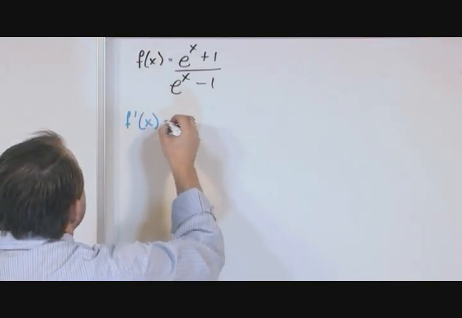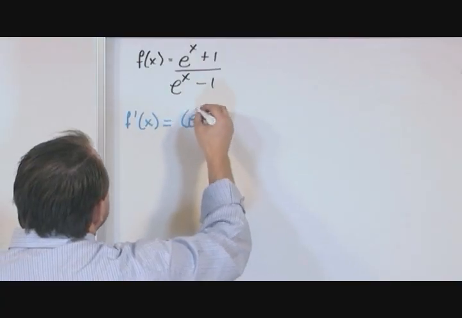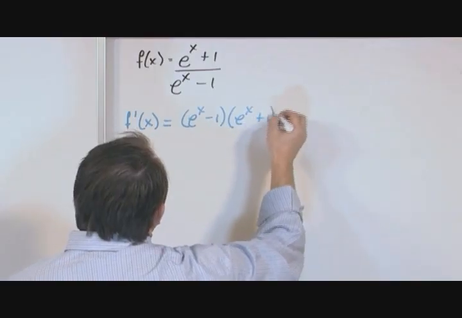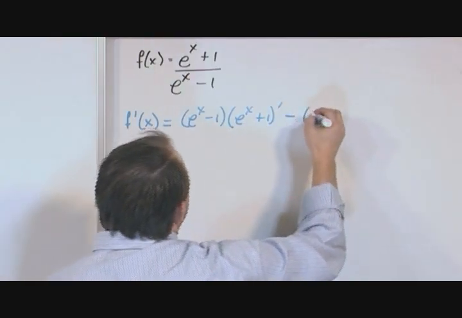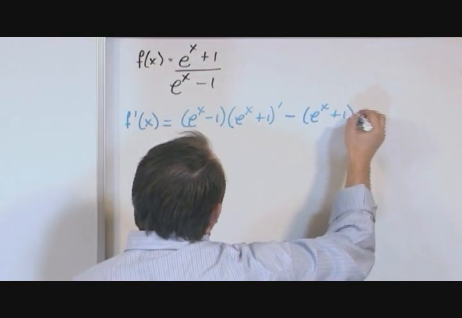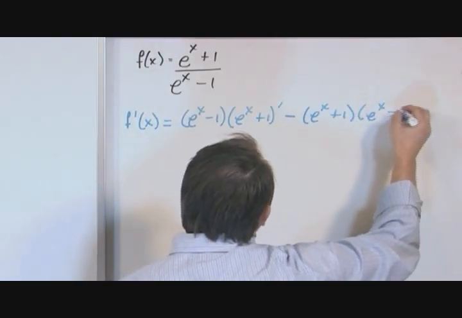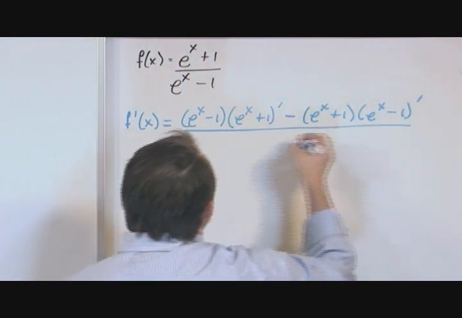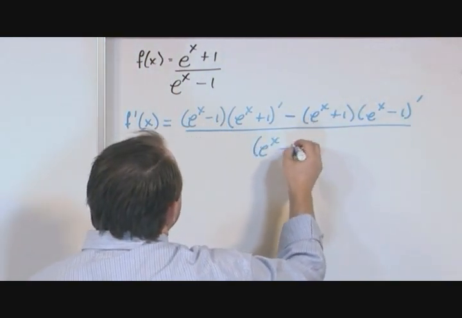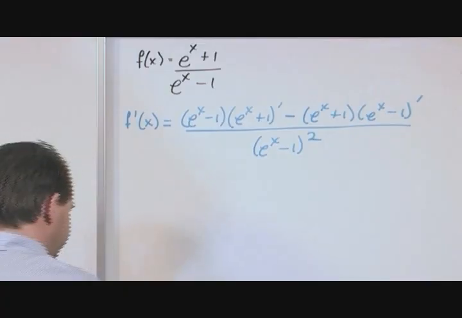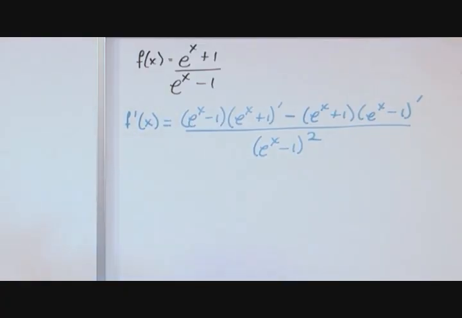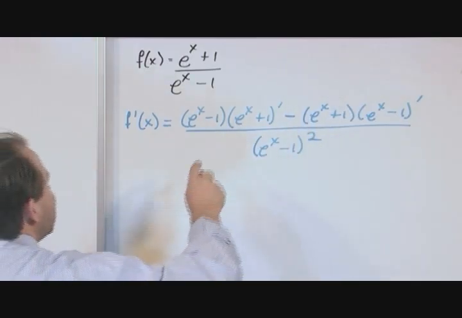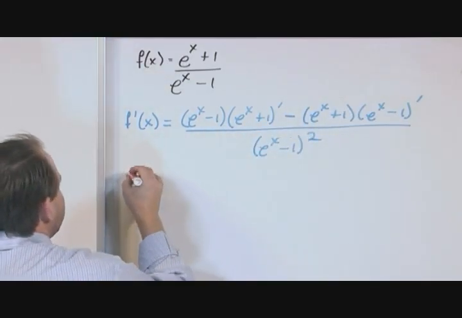First things first. Bottom, e to the x minus 1, times the derivative of the top, e to the x plus 1, derivative, minus the top, e to the x plus 1, times the derivative of the bottom, e to the x minus 1, derivative, over the bottom squared, e to the x minus 1 squared. Bottom times derivative of the top minus the top times the derivative of the bottom over the bottom squared. Now it turns out these derivatives are quite simple to calculate, so let's go ahead and do that.